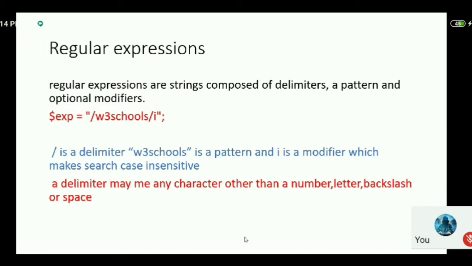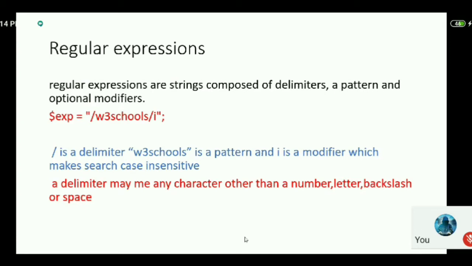If it is written in the sentence in small case, it won't match here. But when I type the slash I, whether it is typed in W3 Schools in capital or small letters, it will have a match. In that case, it only verifies the string. It won't verify what case you have typed in the particular sentence here. And this slash is called a delimiter.